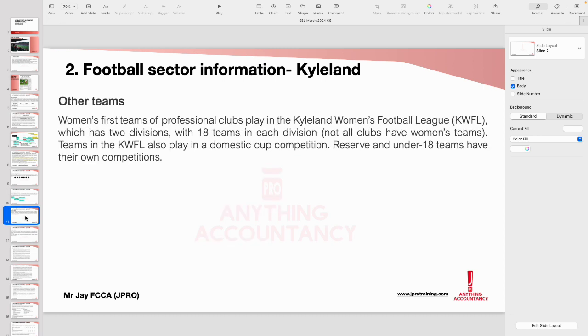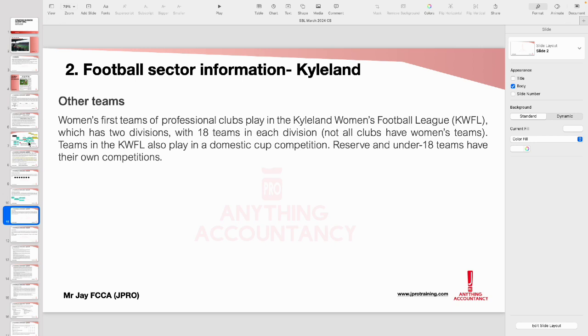Other teams: the women's first team of a professional club plays in the KLand Women's Football League, KWFL, which has 2 divisions with 18 teams in each division. Not all clubs have a women's team. Teams in the KWFL also play a domestic cup competition. Reserve and under 18s have their own competition. So there are other markets to perform in. There's not only the men's market. The men's market is the most lucrative because it is the one where you get the most income. But there's also the women's segment, and then the reserve segment and under 18 segment. So they have their own competition.